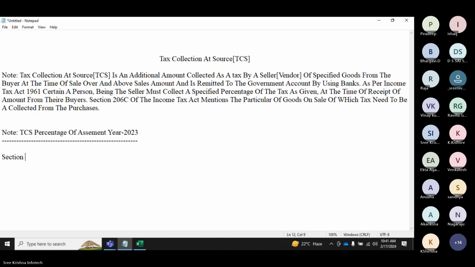Section number 206C under Act 1. TCS deposit, challan accounts.